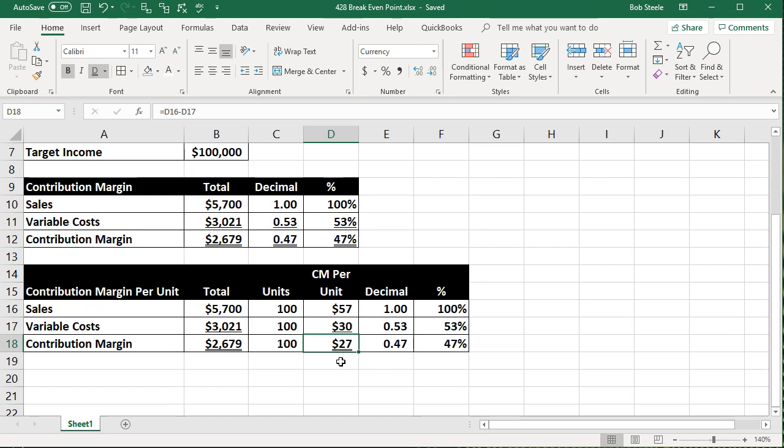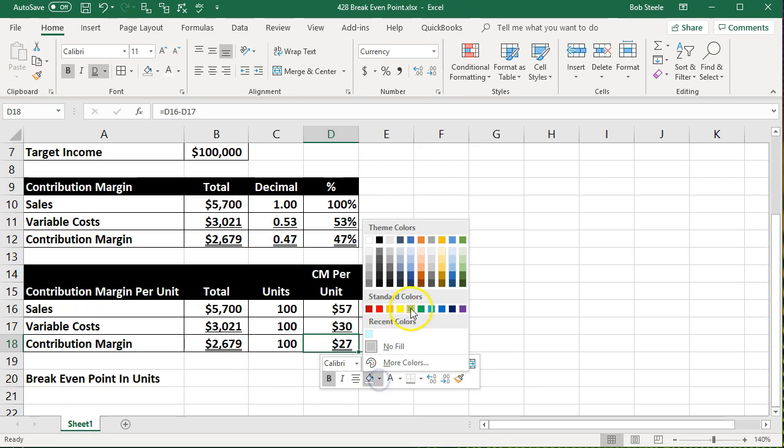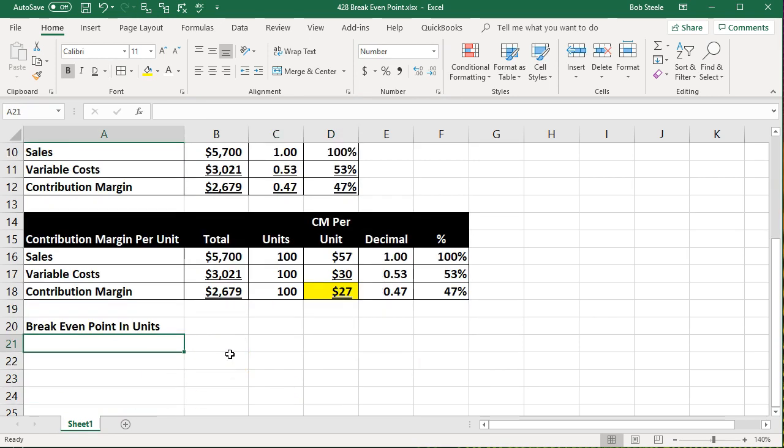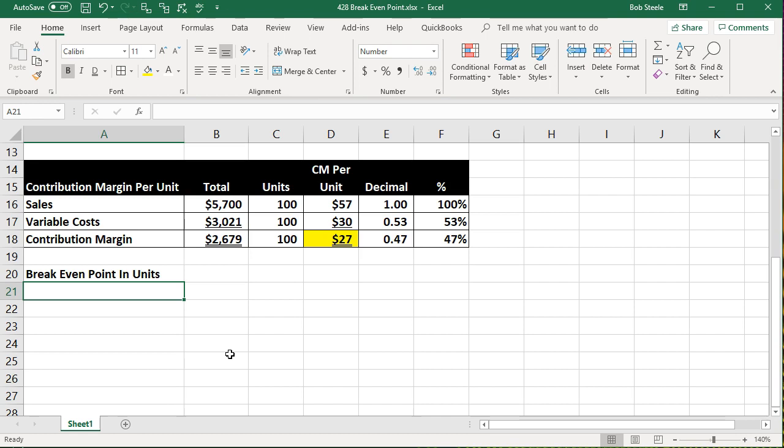So I'm making $27 over the variable costs per unit. How many units do I have to sell in order to clear the fixed costs, like the rent? What do I have to do to pay the rent here? Once we have this number, it'll be easy to do. I'm going to highlight this number and say, all right, we're going to have the break-even point in units. Now, we're not talking about dollars right now. We're talking about break-even point in units. How many units do we have to sell at $57 that has a contribution margin per unit of $27?